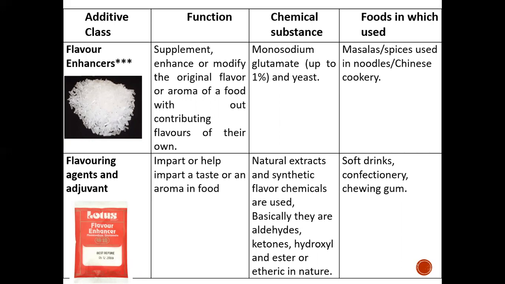Now, a flavoring agent is something different, as in you're inducing something. For example, a chewing gum. There are different types of chewing gums or lollipops available, like vanilla flavor, banana flavor. So what are those? Chewing gum which is induced with a particular flavor. It can be natural extracts or synthetic flavor chemicals, like aldehydes, ketones, esters, etc.